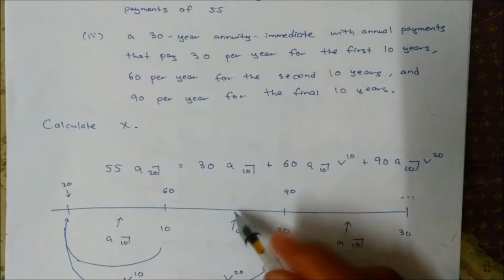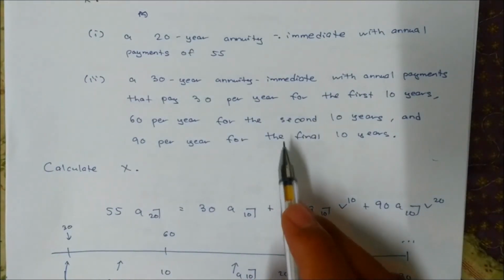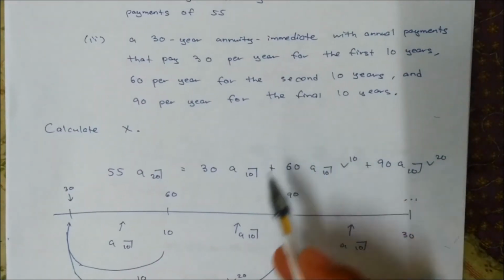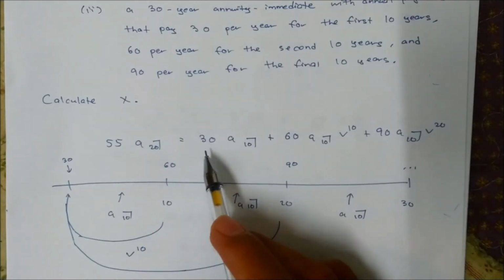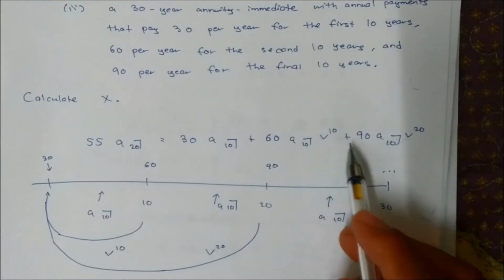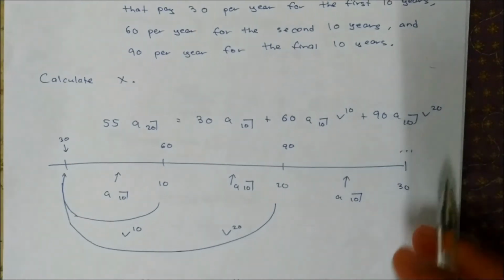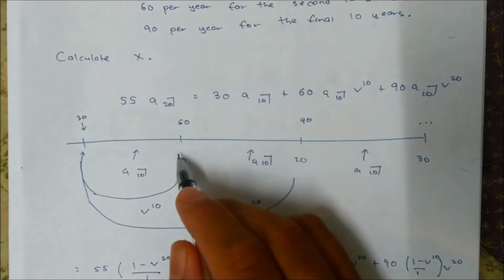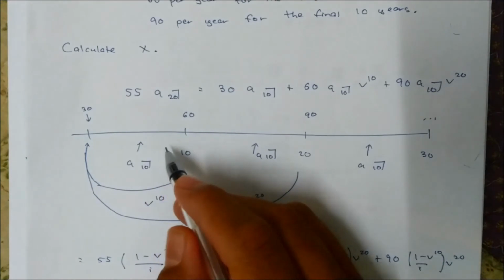Since the question said that both of these two annuities have the same present value, we can express our equation as follows: 55 times a angle 20 equals 30 a angle 10 plus 60 a angle 10 times v^10 plus 90 times a angle 10 times v to the power of 20. The reason for the existence of v here is because during the series of payments, the interest rate is also included during the annuity payment.